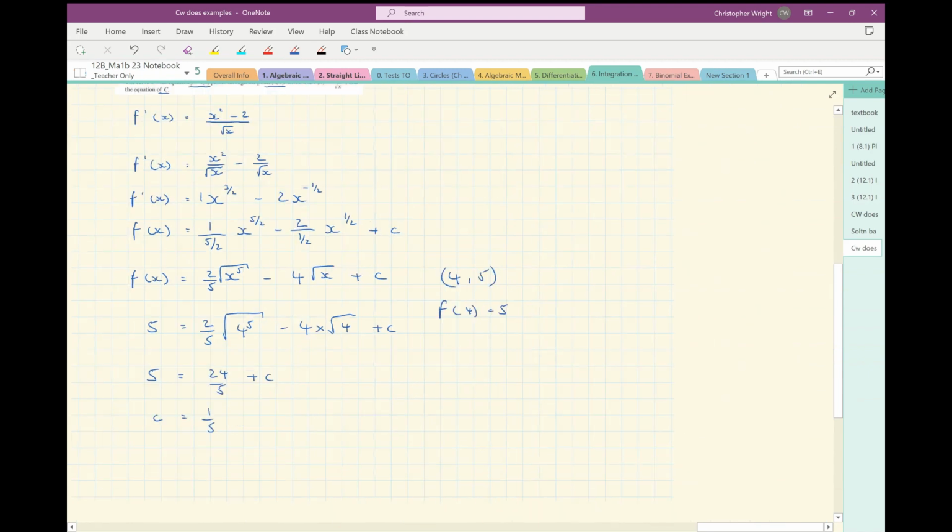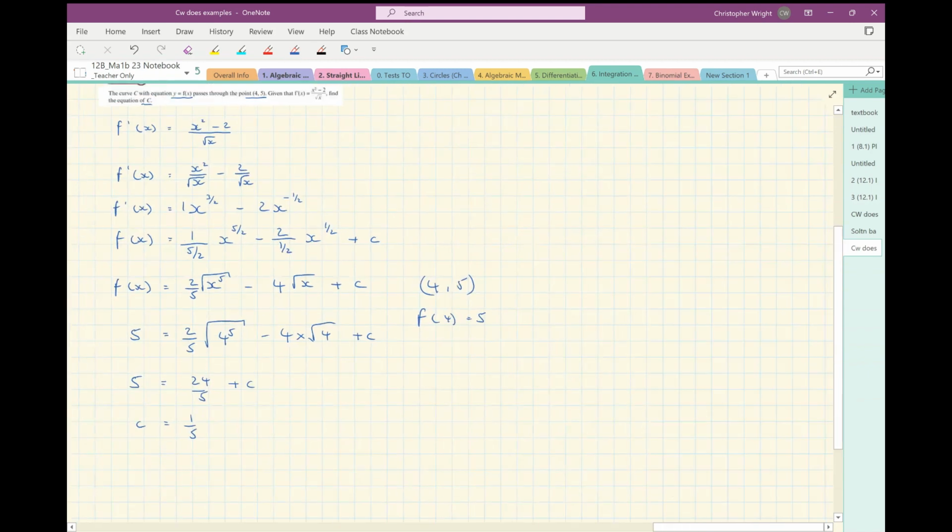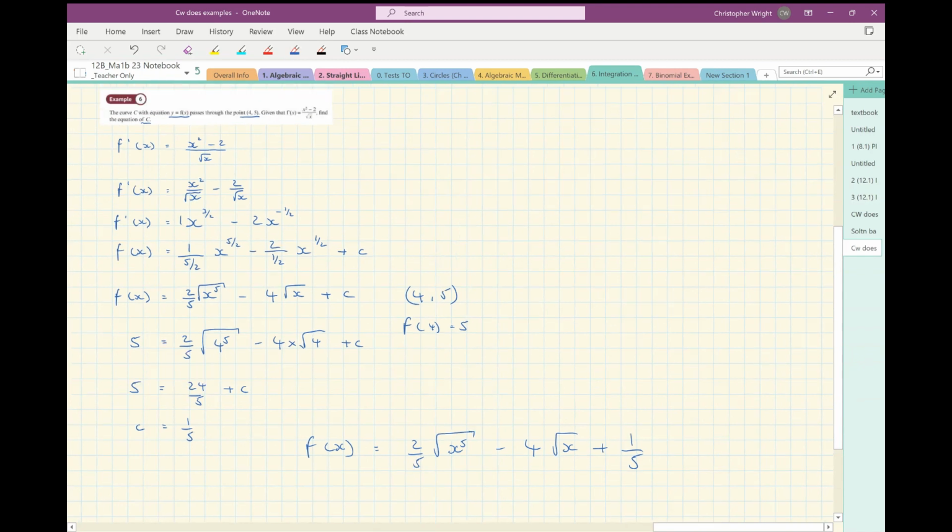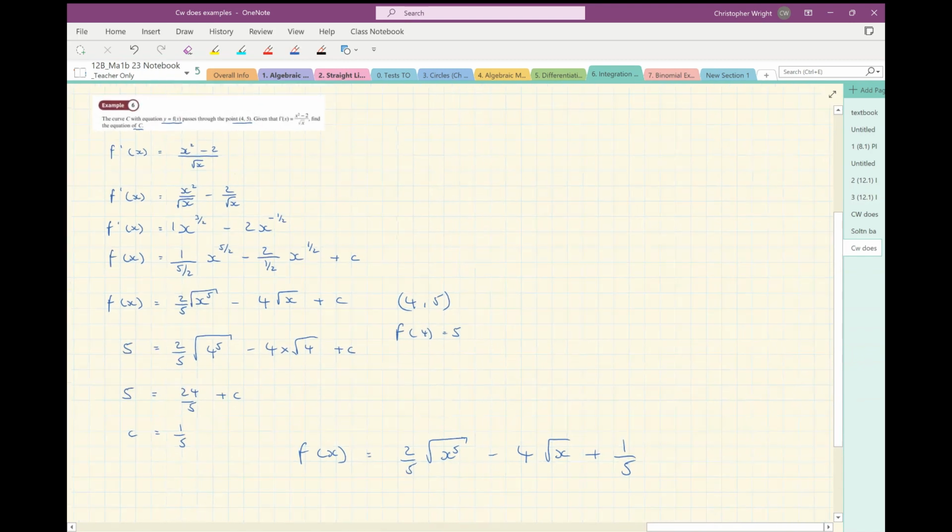Right, now I'm in a position to find the equation of c. So that's going to be f of x equals, so 2/5 of the square root of x to the power 5 minus 4 root x, no longer plus c, because I know what c is now. c is 1/5. So there is the equation of c, and that's example 6 done.